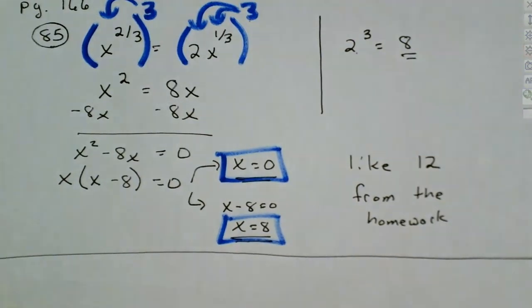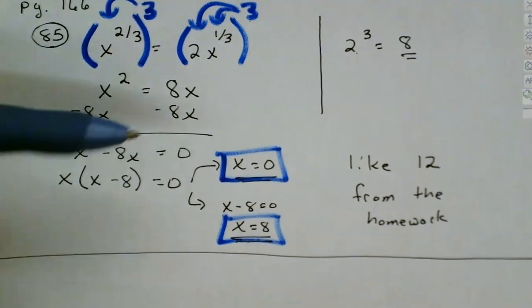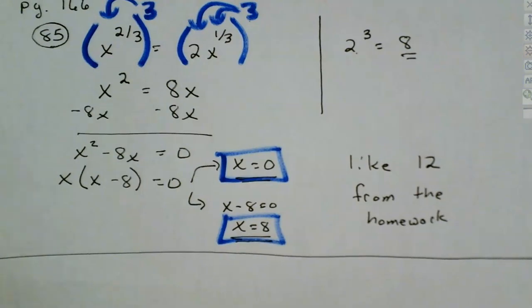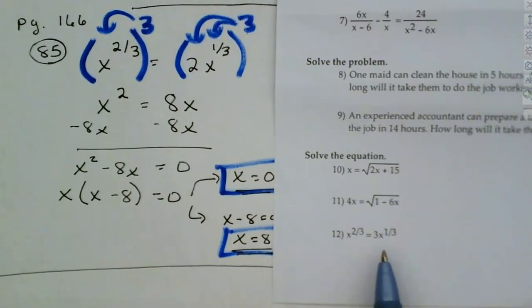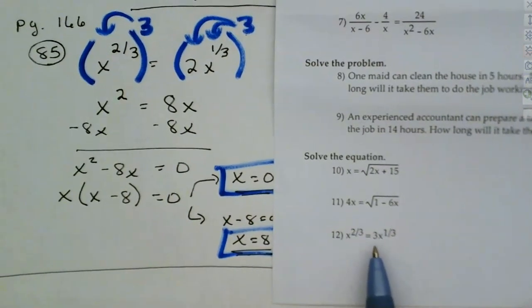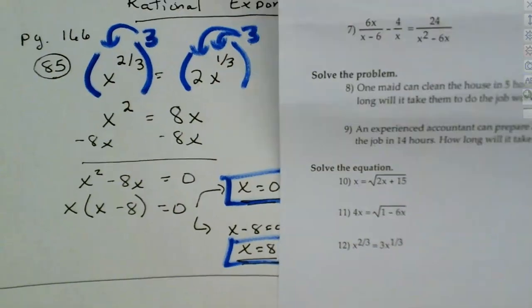So set it to 0, factor out your x. Don't divide by x because you'll lose a solution. And then you get the 2 of them. And question 12 is almost identical. It's basically the same, just instead of a 2, it's got a 3. So it's very, very similar.